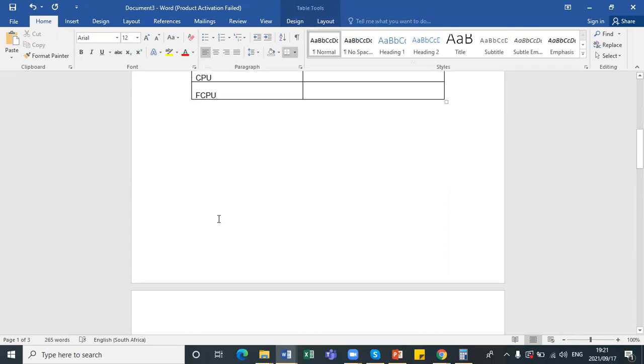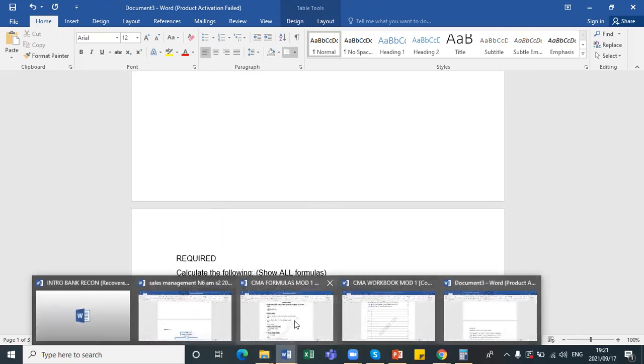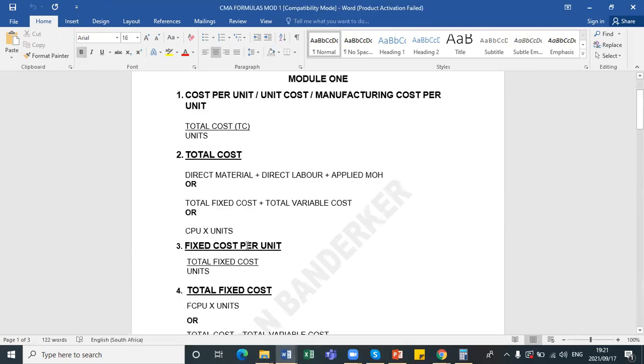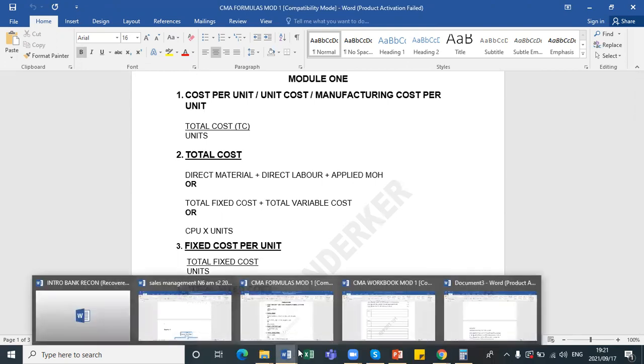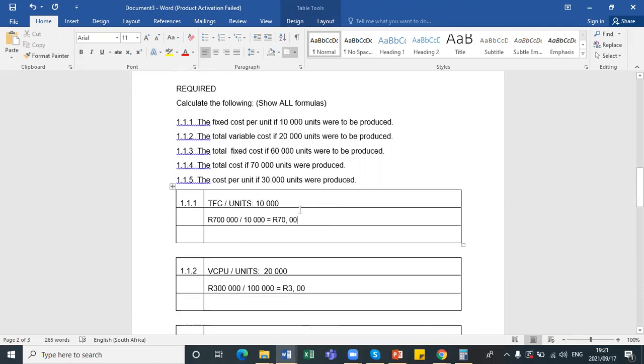So it will change. How many formulas are there to calculate fixed cost per unit? We're going to go to our formula sheet. There's only one formula. It says total fixed cost divided by units. So there's my total fixed cost. I write out the formula, which is 700,000. It never changes. Divided by 10,000 gives me 70 Rand.